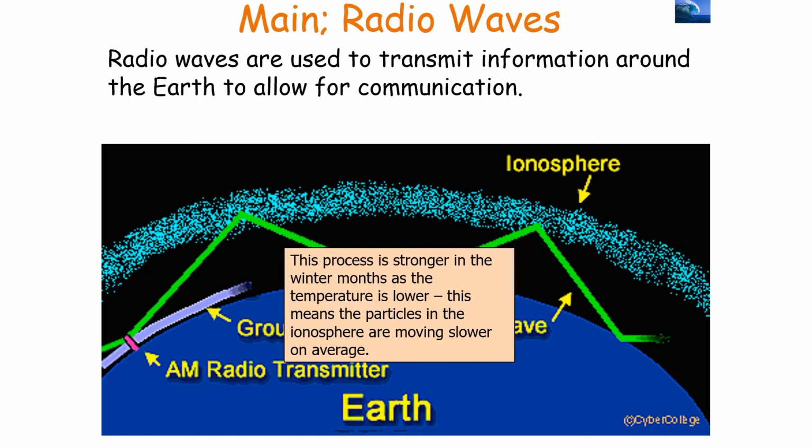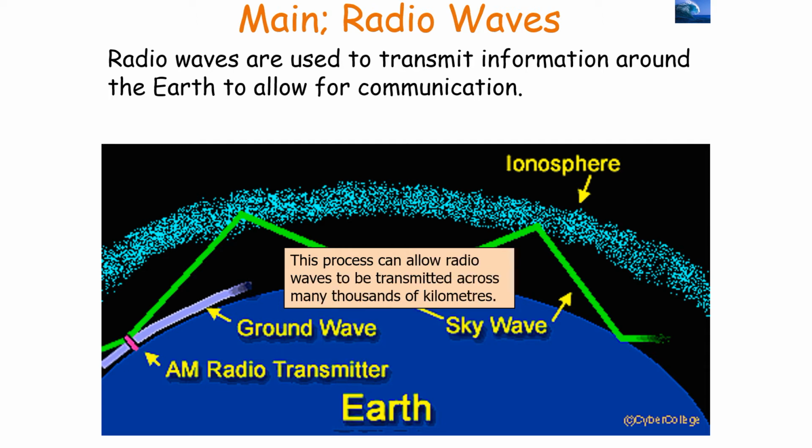Now this process is stronger in the winter months as the temperature is lower. This means the particles in the ionosphere are moving slower on average. So the ionosphere is denser in the winter and it makes it easier for the radio waves to reflect. Again, this process can allow radio waves to be transmitted across many thousands of kilometers.